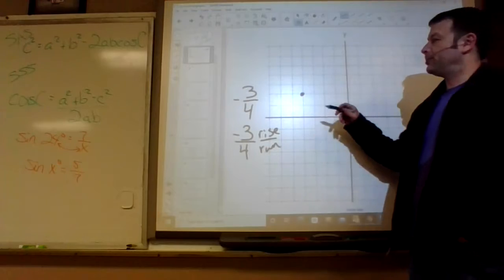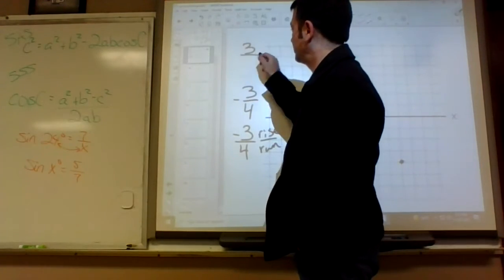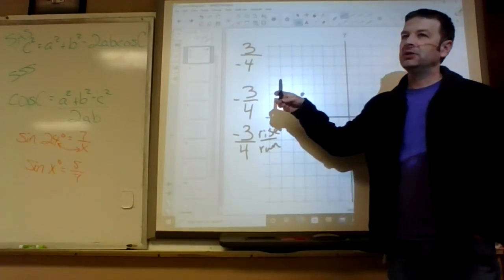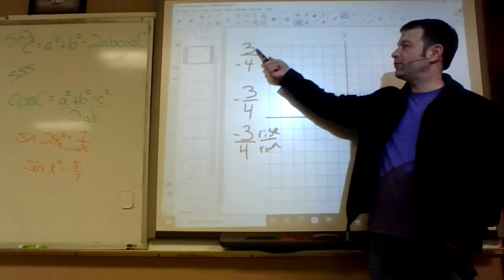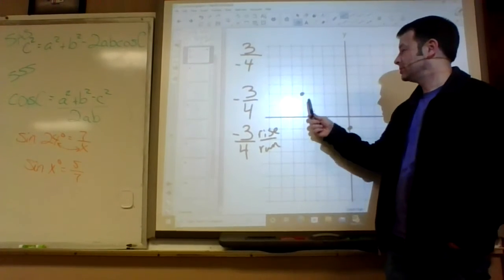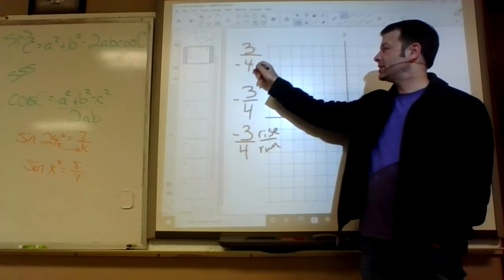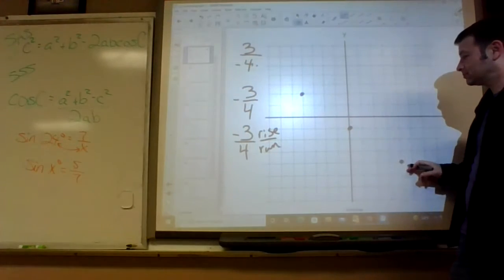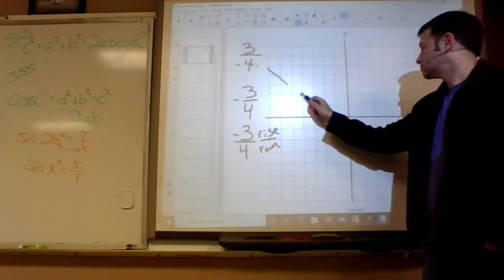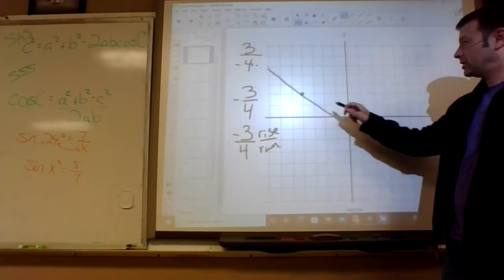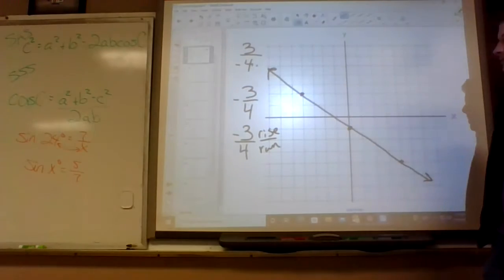Okay, what would have happened if I would have put the negative on the bottom? Then we could have risen +3 and run -4. See how that's on the same line? Anyways, there you go. That's it.